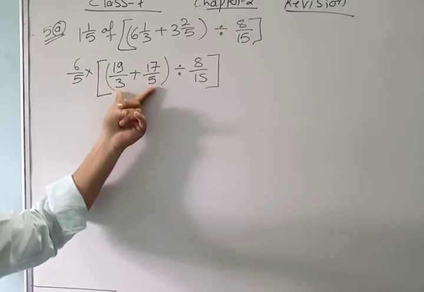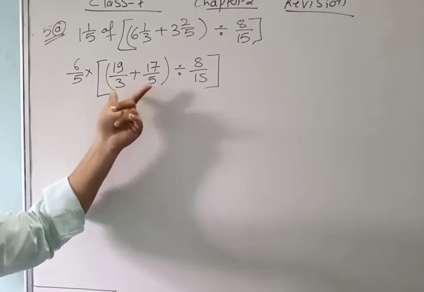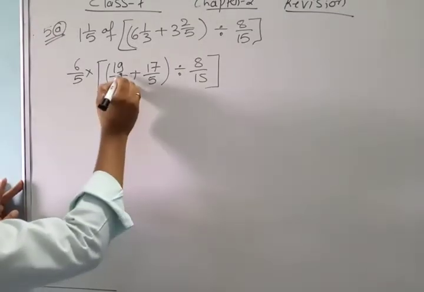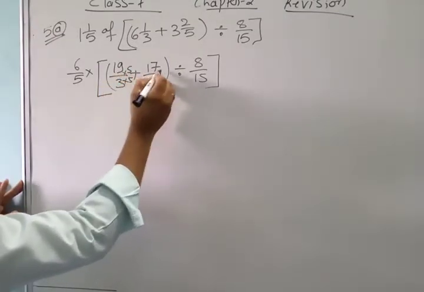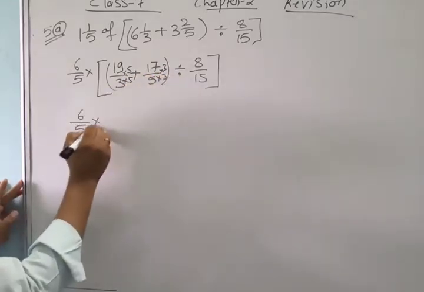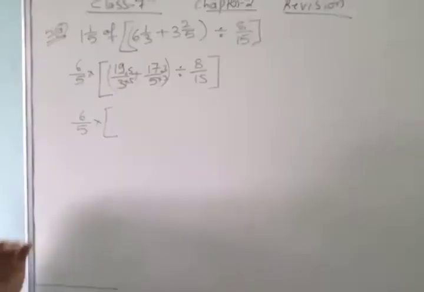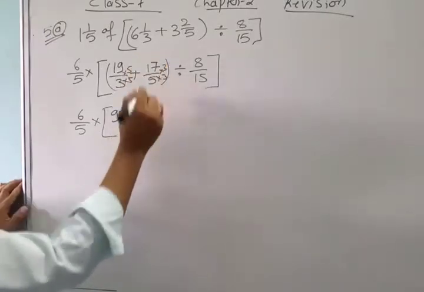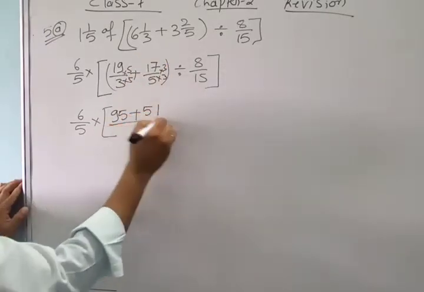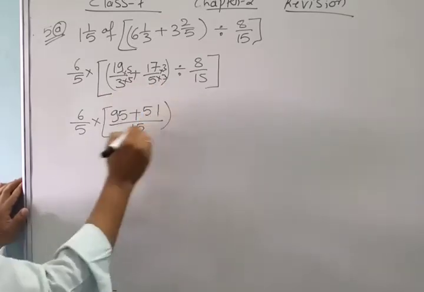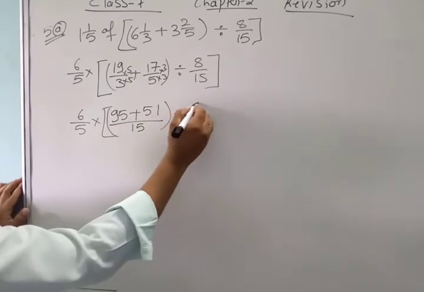So how to solve the bracket? Just take the LCM of 3 and 5 and make the denominator part same. So LCM of 3 and 5 is 15. So we have to multiply here 5 by 5 and here 3 by 3. So 6 by 5, 19 5s are 95 plus 17 3s are 51. 3 5s are 15, 5 3s are 15. Now denominator part is 15, divided by 8 by 15.